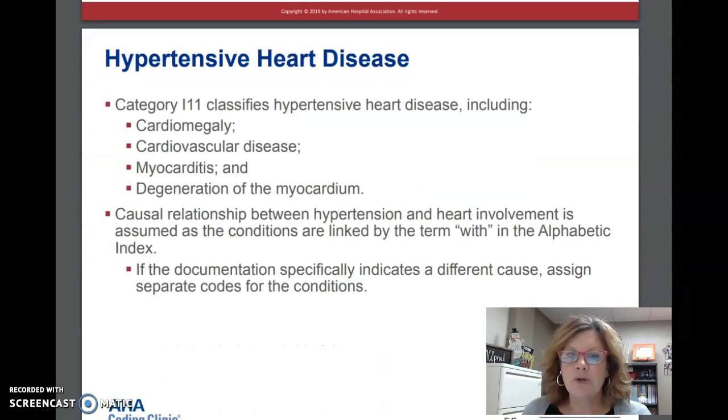Okay, so I talked about hypertension. Hypertensive directly takes me to I-11. This is usually hypertensive heart disease that includes cardiomegaly, cardiovascular disease. The causal relationship between hypertension and heart involvement is assumed and linked by the term with. So again, whenever it states cardiomegaly with hypertension, we assume that there's a relationship. If it states hypertensive, we assume there's a relationship.